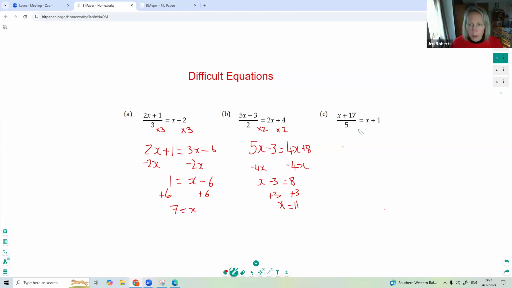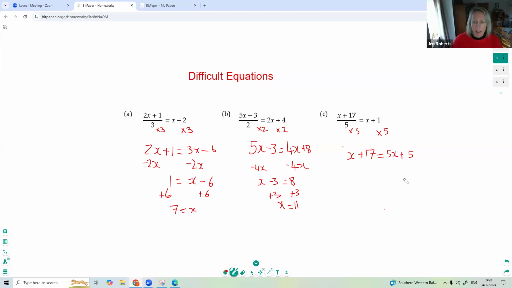Okay, part C. Let's get rid of this 5, times both sides by 5. Times the left-hand side by 5, we've got x plus 17. Times the right-hand side by 5, I'm going to put it in a bracket with x plus 1. Oh, no, I'm not. Sorry, we didn't do it like that, did we? We times all the right-hand side by 5. 1x times 5 is 5x, and 1 times 5 is 5. So I was on autopilot then.